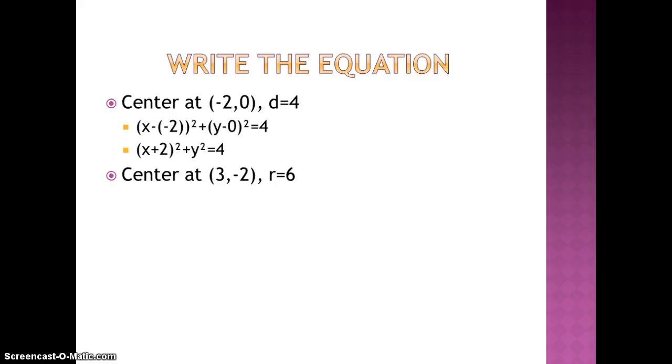Center at (3, -2) and r equals 6. That would be (x - 3)² + (y - (-2))² = 6². So that simplifies to be (x - 3)² + (y + 2)² = 36.